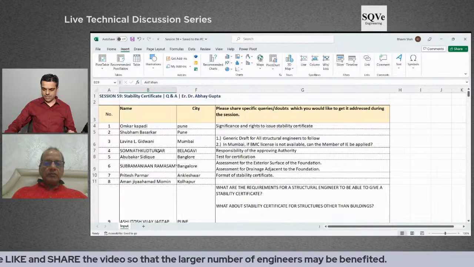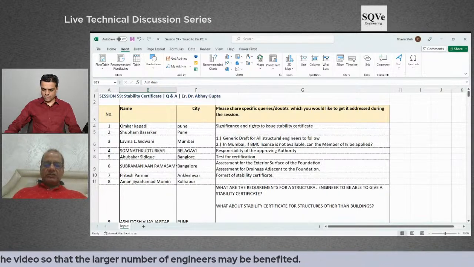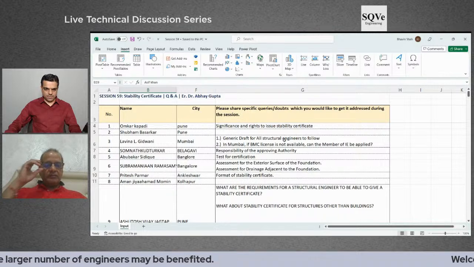Okay. Is the document visible now? Yes, it is quite readable. Okay.